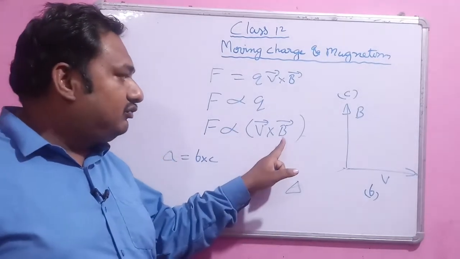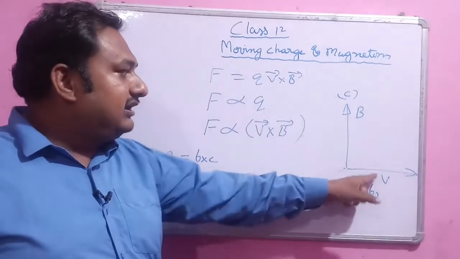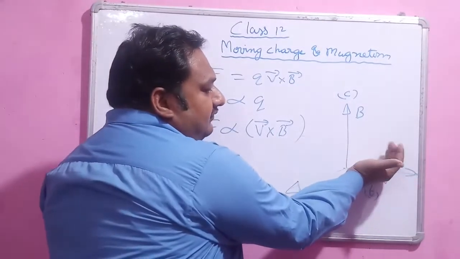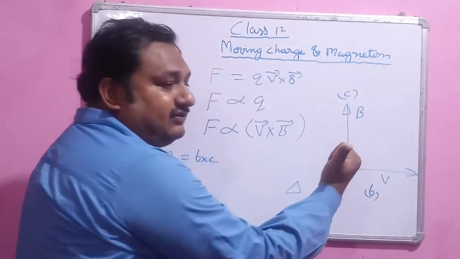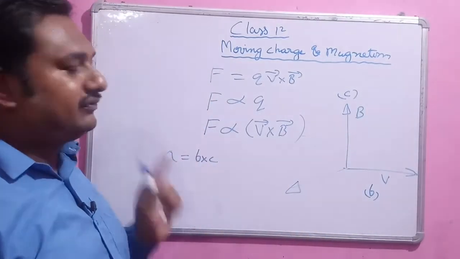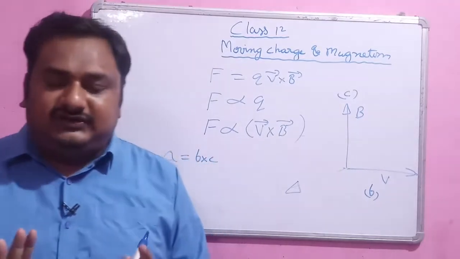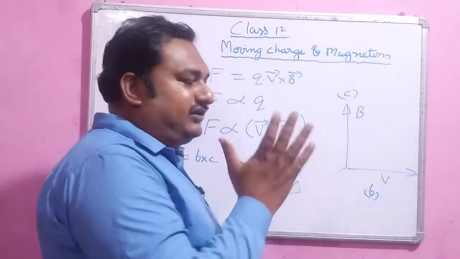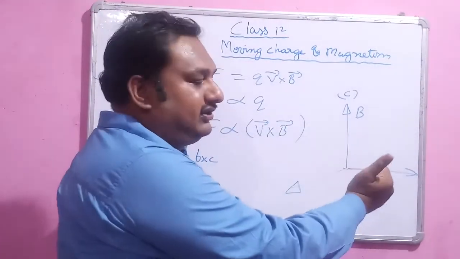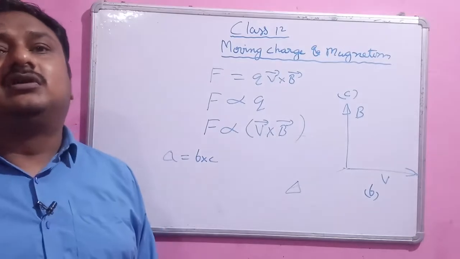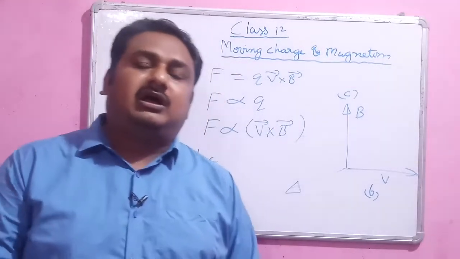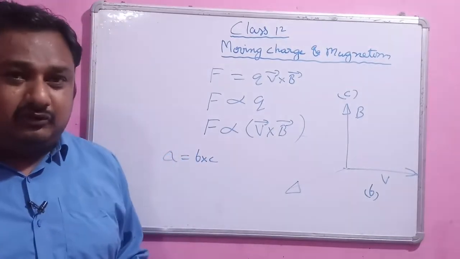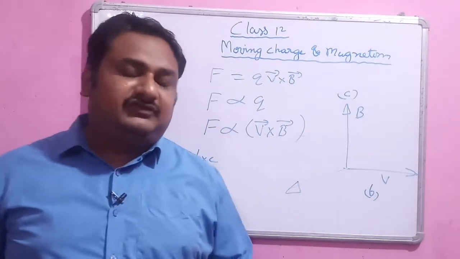Whenever there is a cross product, the quantities are at a right angle. This is the direction of V, and if we curl the fingers toward B, we get the direction of the third quantity, that is the force. It is very simple and easy to understand. Once you have sufficient expertise in calculating the force, you will find it very easy, because in this chapter there are various rules to calculate the force, such as Fleming's left hand rule.